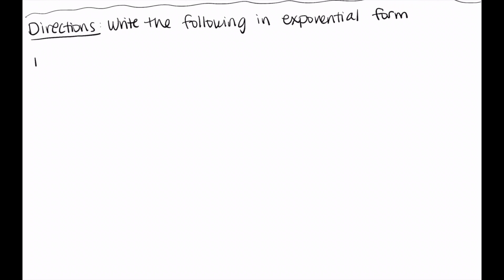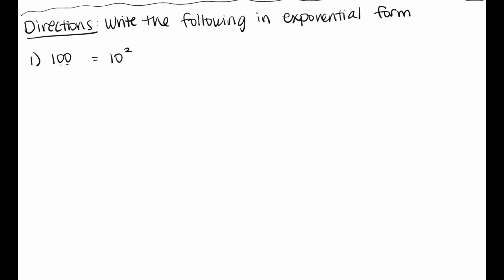So for number 1, we have 100, and now there's 2 ways that we can think about this. First, we can think of how many tens go into 100. Whatever amount of tens, we would write our base of 10 and then our exponent. And for this one, it's pretty straightforward. We know that 10 times 10 gives us 100. So we know that that would be 2 tens, right? So our base would be 10, our exponent would be 2.